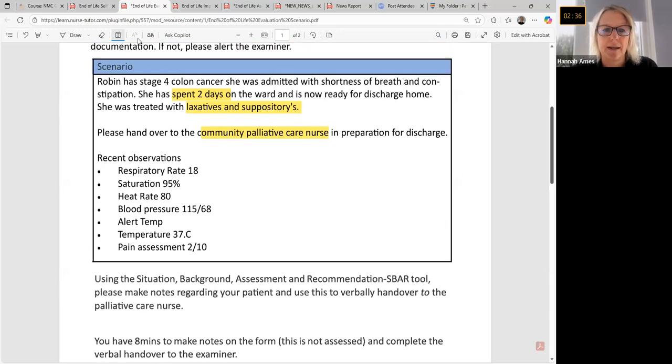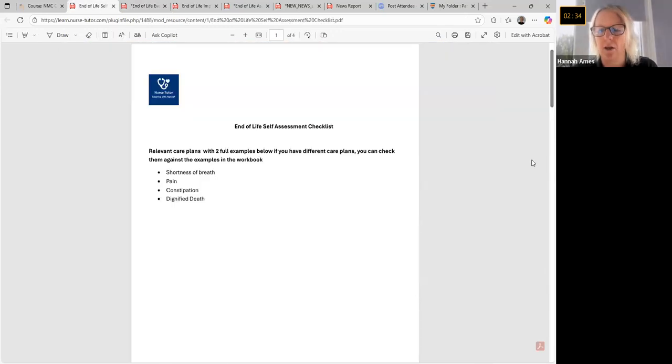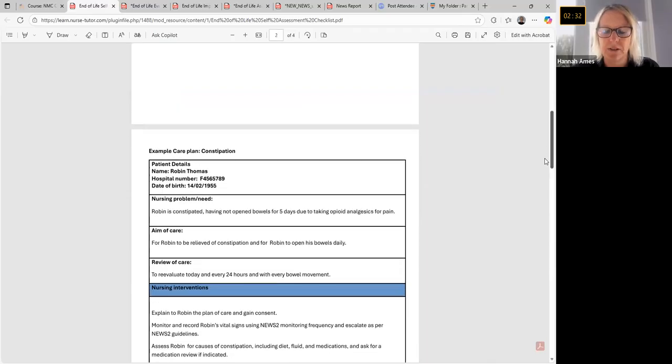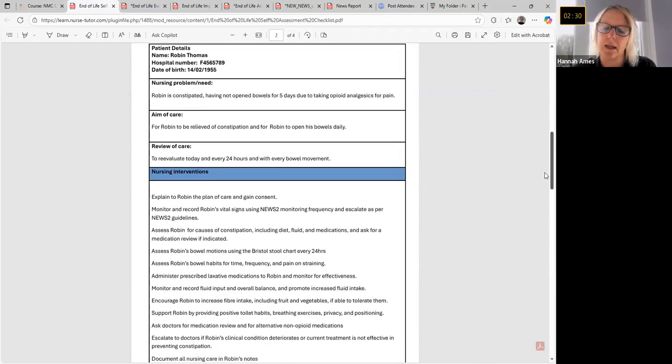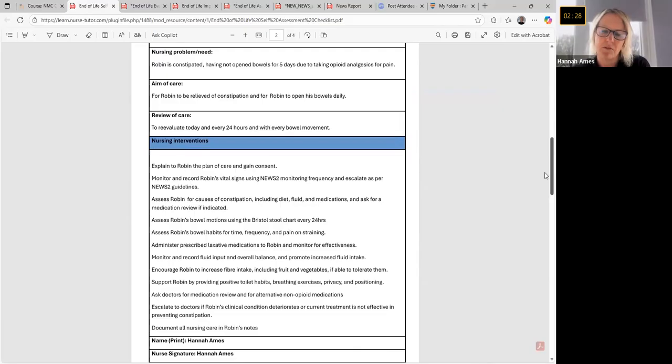So her main nursing needs have been her constipation. She's not had her bowels open for 5 days, so we administered her prescribed laxatives and suppositories. We commenced a fluid balance chart and tried to promote and increase her fluid intake. We'd also encourage her to increase her fibre intake as well. We got a review of the medications to see if there were any alternative non-opioid medications.